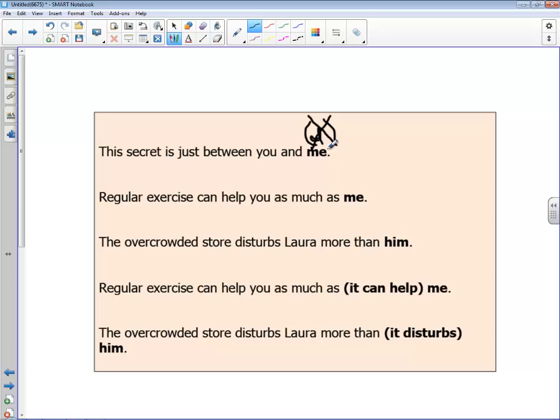Regular exercise can help you as much as me can? No, there's no understood verb out here. And that's why the word is me and not I. Regular exercise can help you as much as me. The overcrowded store disturbs Laura more than him. There's no understood verb out here. Regular exercise can help you as much as it can help me. These are the words that are understood, and they come before the pronoun. The overcrowded store disturbs Laura much more than it disturbs him.